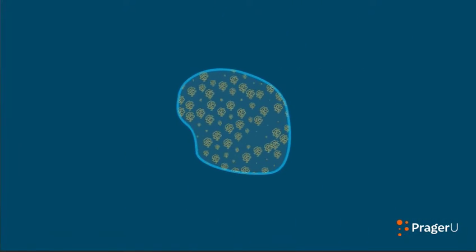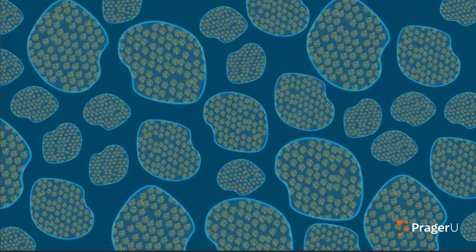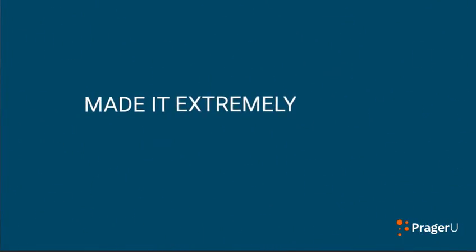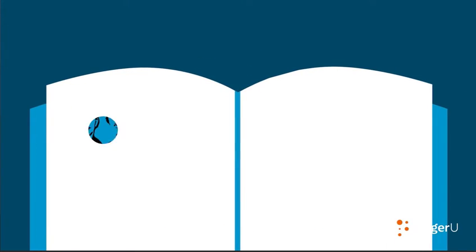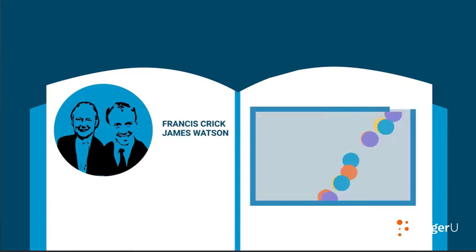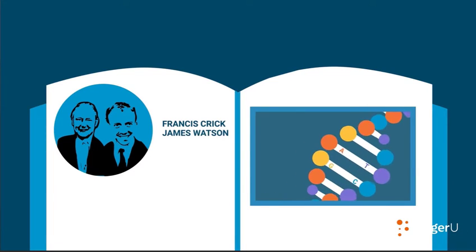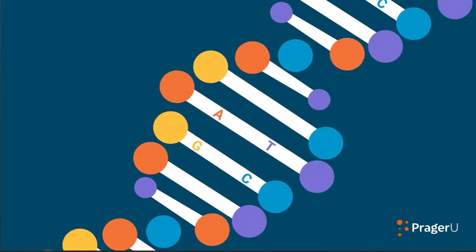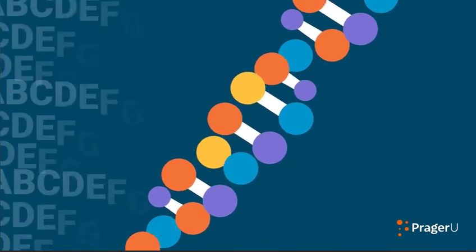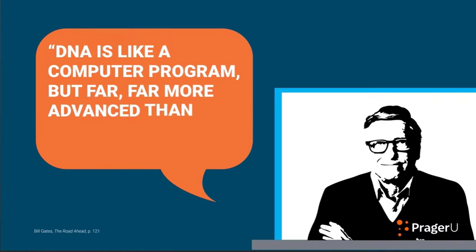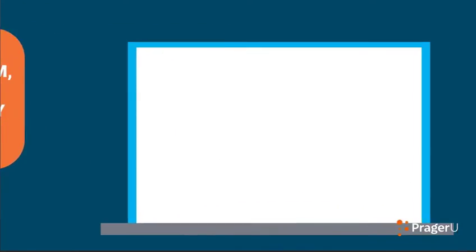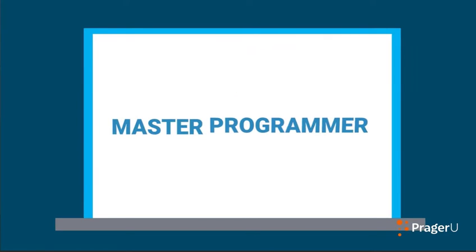It turns out that even the simplest living cells aren't simple at all, and that discovery has made it extremely difficult to explain the origin of life. Recall from biology class that Crick and his partner James Watson discovered the structure of the DNA molecule. When they did, they also realized that the chemical subunits in DNA function like letters in a written language or digital symbols in a computer code. As Bill Gates has explained, DNA is like a computer program, but far, far more advanced than any software we've ever created, which kind of suggests a master programmer.